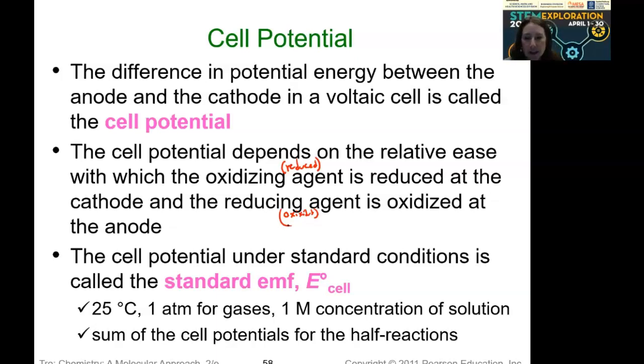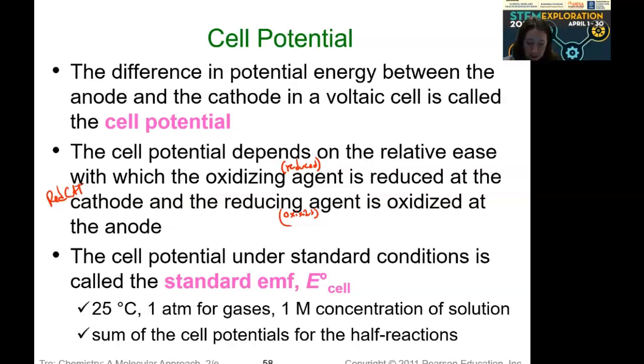So the cell potential depends on the relative ease in which the oxidizing agent is reduced. Remember, oxidizing agent is the one that's reduced at the cathode, and the reducing agent is oxidized at the anode. Remember, red cat.